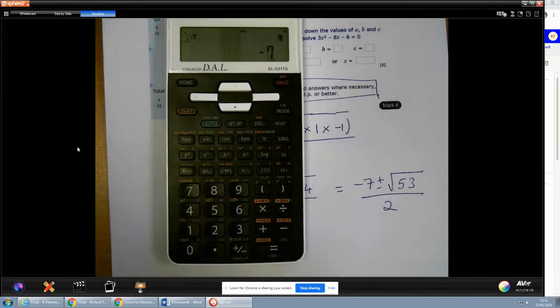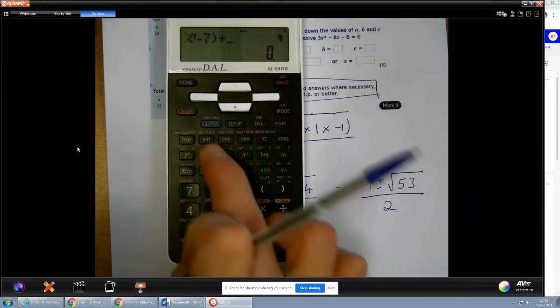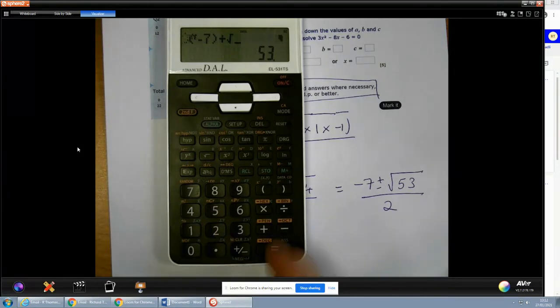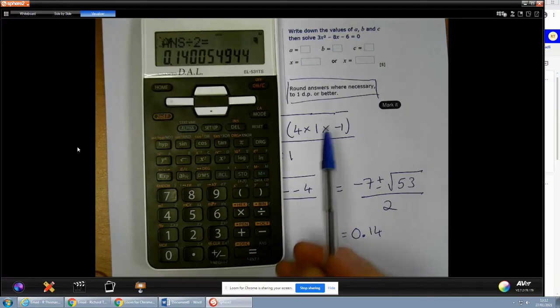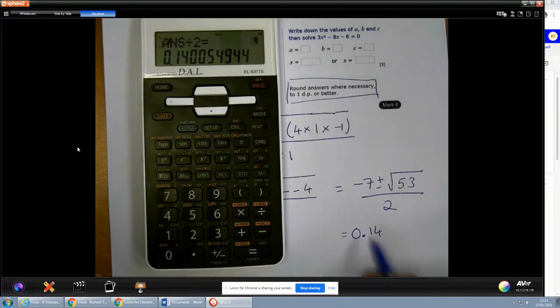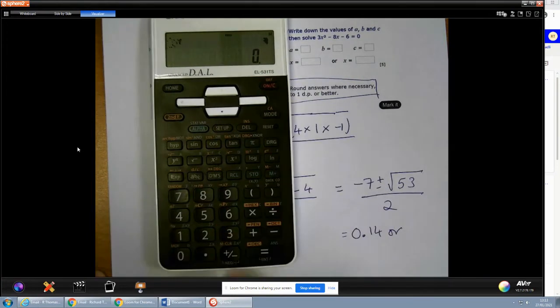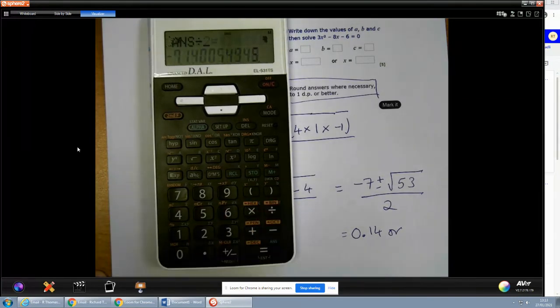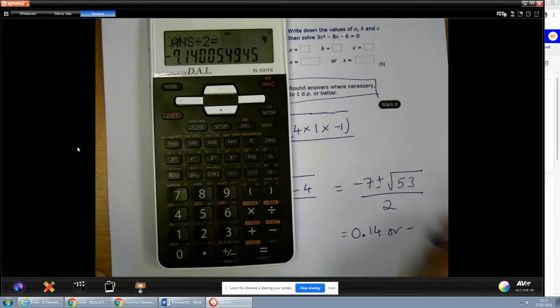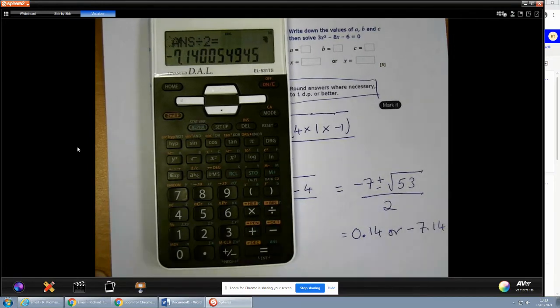So it's negative 7 plus square root 53 equals, and then divide that by 2, and that is 0.14. Now it did say only go to 1 dp or better, so I'm going to go to 2 dp's. So that's one answer. Or the other answer is negative 7 minus square root of 53, which is that. Divide that by 2 is minus 7.14.